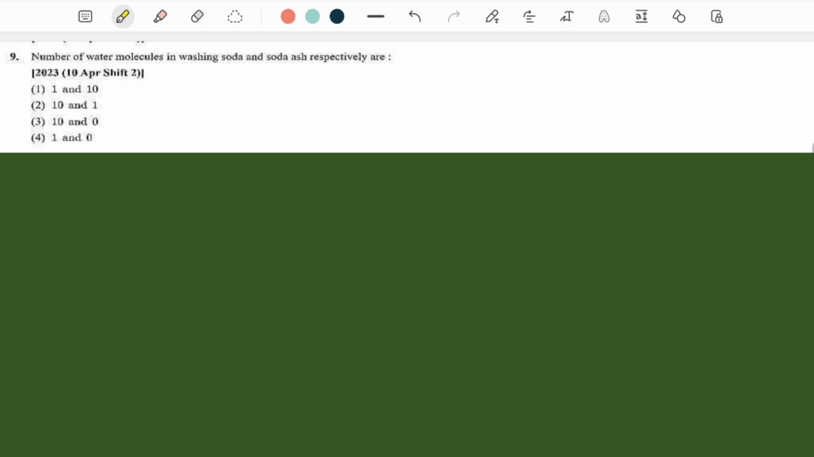Coming to next question. Number of water molecules in washing soda and soda ash respectively. The chemical formula of washing soda is Na2CO3·10H2O, which means each molecule of washing soda contains 10 water molecules.